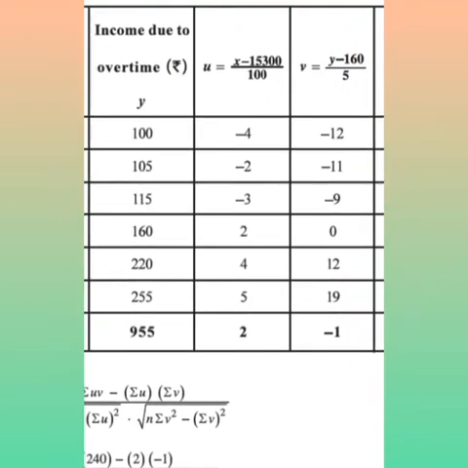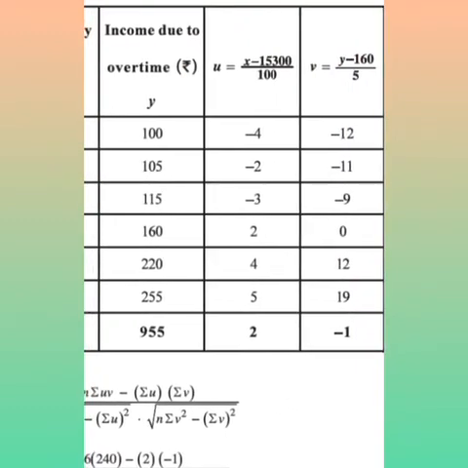Similarly, we are going to have v, as we have seen, that is your y minus 160 divided by 5, right? So over here y is 100, 100 minus 160 will give you minus 60, divided by 5 will give you minus 12. That is your first row for v, right?